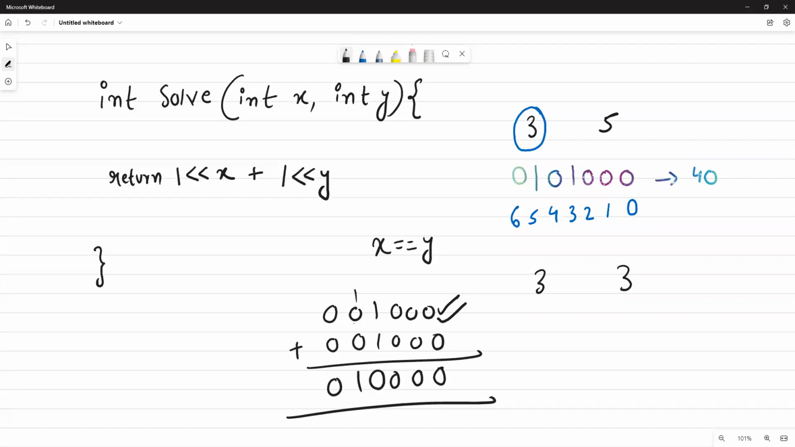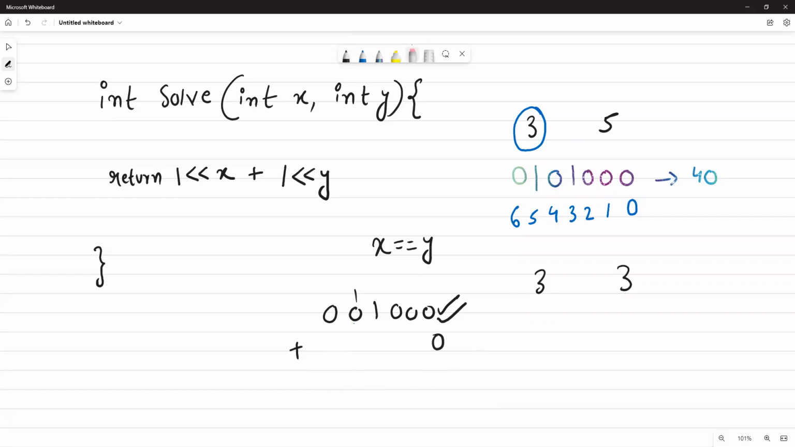Are you guys able to follow? So in this case, it's a kind of OR operator? No, it's not an OR operator, it is a proper addition. A bitwise addition happens, and when you do bitwise addition, 1 plus 1 is 10.